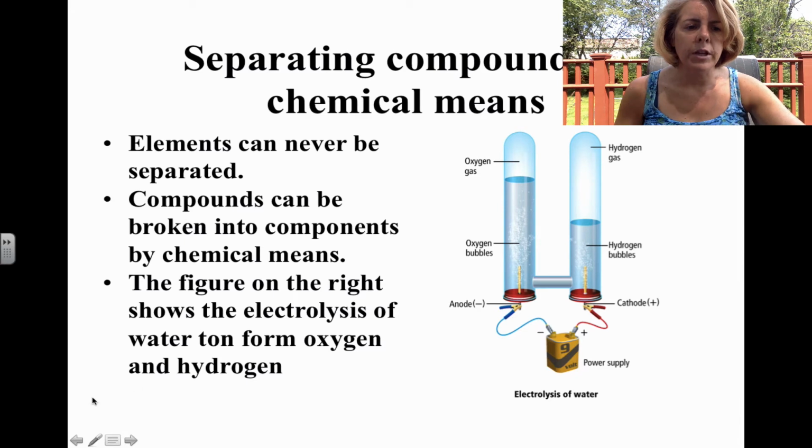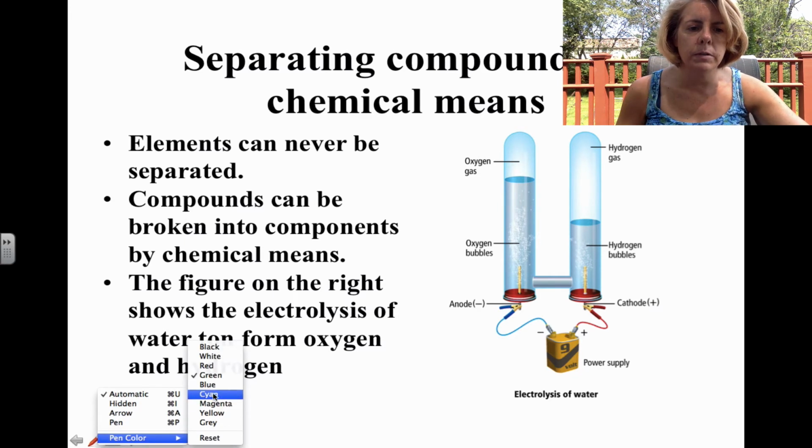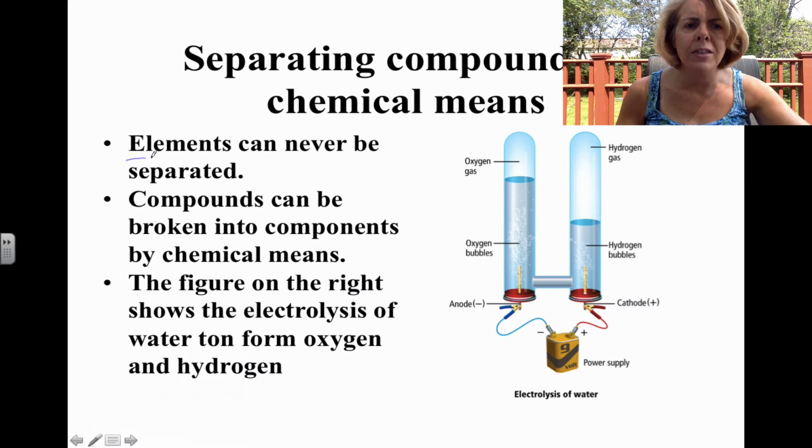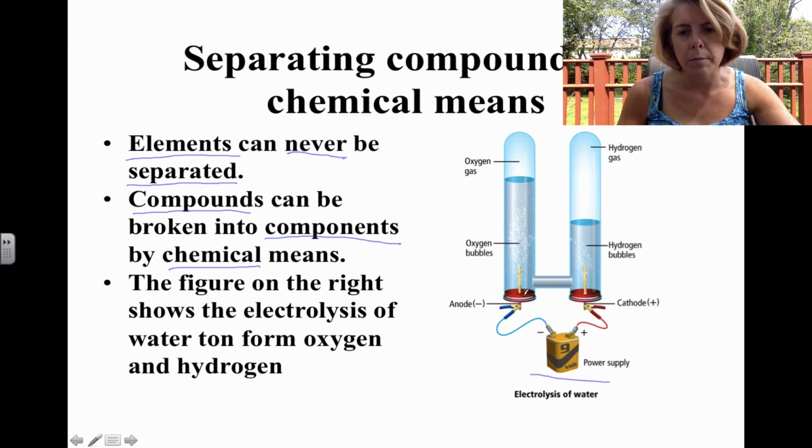Okay, so this last section here, we're talking about separating out using chemical means, but notice that the elements can never be separated. So there's no way that you can make the elements smaller by chemical means. However, you can use compounds and you can break them into components by chemistry. So here on the right we have a battery, and the battery is connected to a couple of catalysts that happen to be platinum, and we're taking acidified water and separating it into oxygen and hydrogen. By the way, these are diatomics.